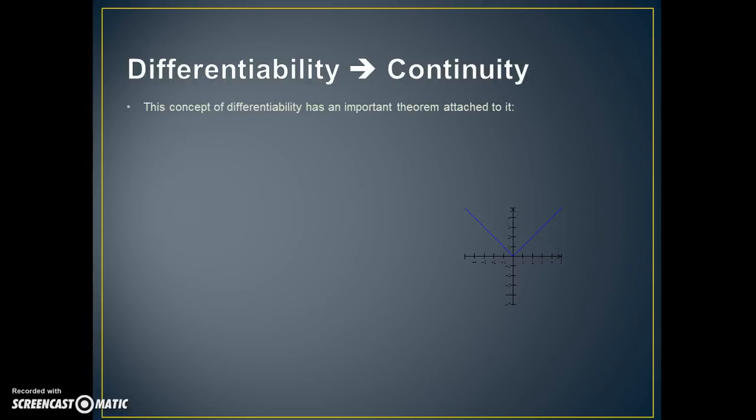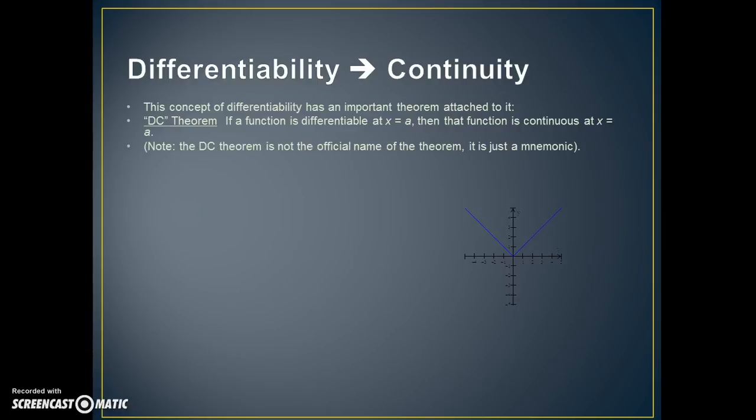An important theorem, which we'll call informally the DC theorem, says that if a function is differentiable at x is equal to a, then that function is continuous at x is equal to a. Part of the thing that we'll do later on in class is we'll actually go through and prove this theorem, but you can accept it for now. Note that the DC theorem is not the official name of the theorem, it's just a mnemonic device.